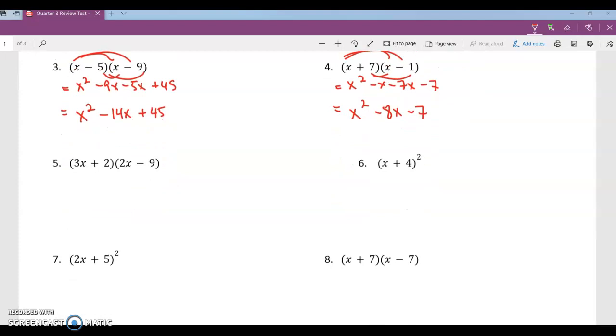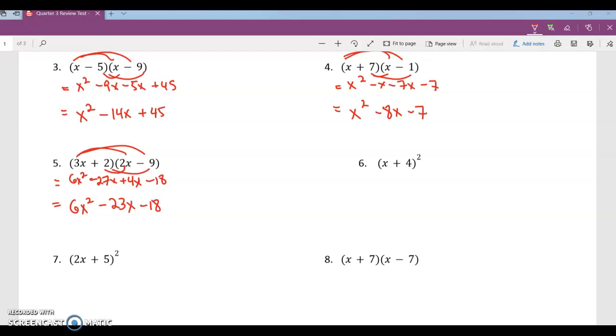Number 5, I can't necessarily use that trick because I have coefficients in front of the x. So, first, outer, inner, last. Combine like terms, 6x squared. I have to be careful. Negative 27 and 4, that's negative 23x minus 18.